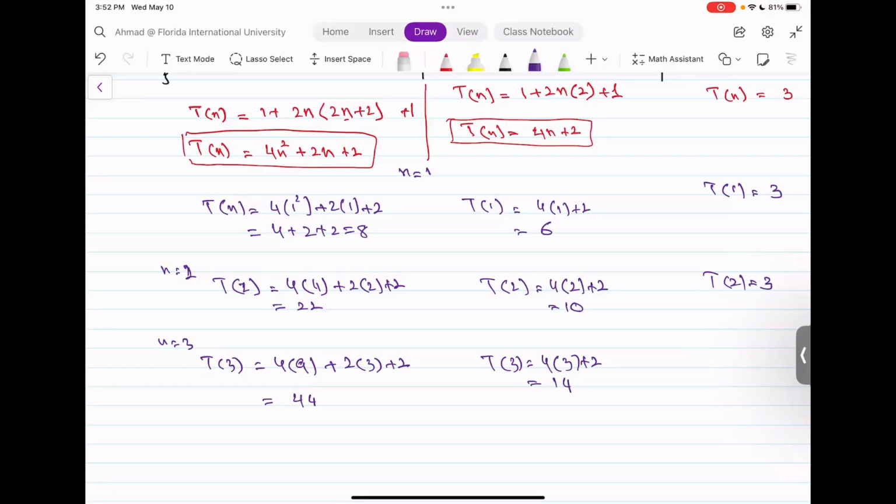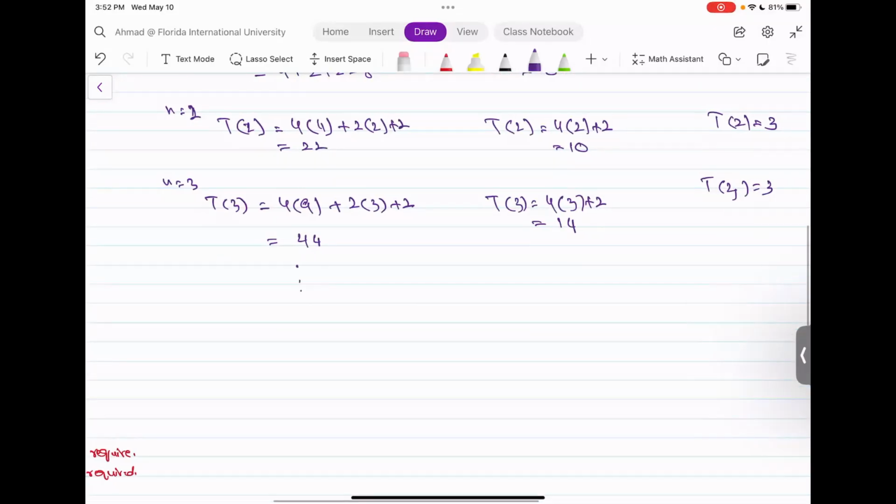So here it's still the same. T of 3 is going to be the same, 3, right? Because there is no n for which we can substitute the value. Now, if we keep on doing this, for example, T of 5, right? So it's going to be 4 into 5 squared, 25, plus 2 into 5 plus 2. So it's going to be 100 plus 10 plus 2, 112, right? 112 units of time are required to compute the first 5 numbers.